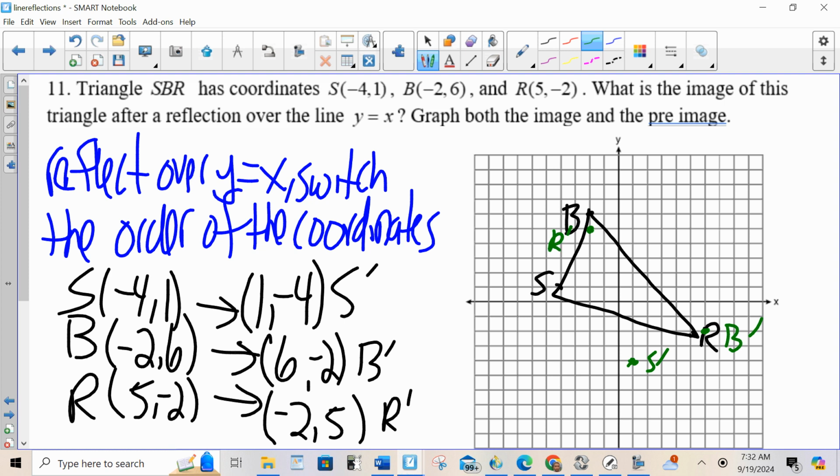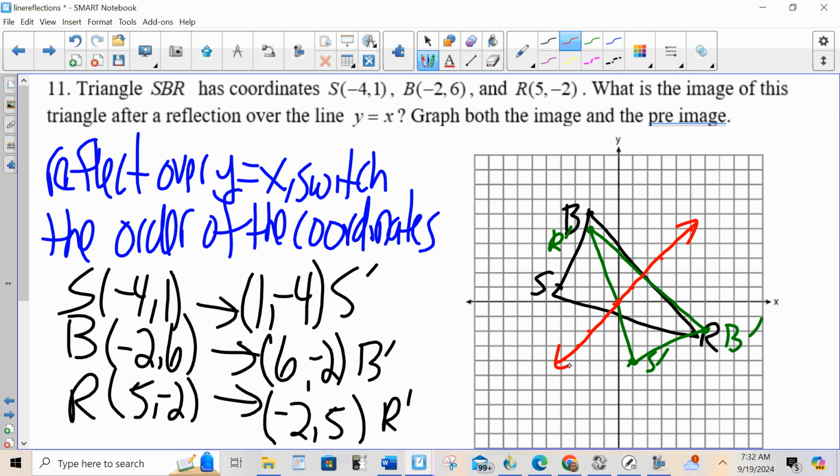And if you're wondering what y equals x is, which you should have learned back in Algebra 1, it is a line that goes through the origin and has a slope of 1. So if I do draw it in, you should be able to see that if I kind of turn my head and I fold it over that line, it will land on itself. So for y equals x, just switch the coordinates.